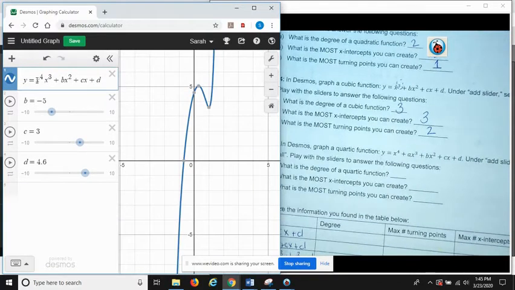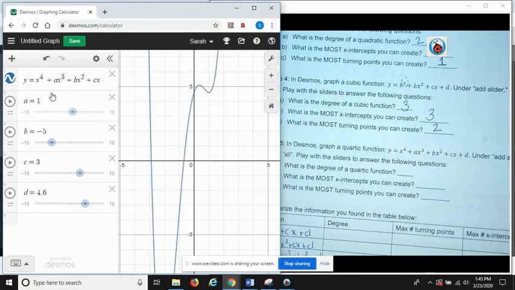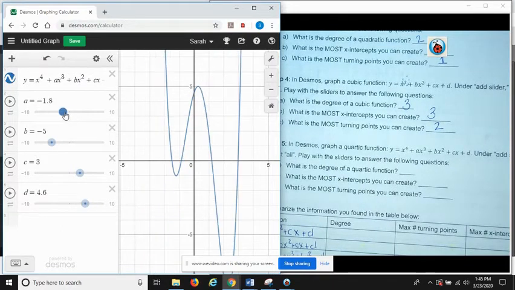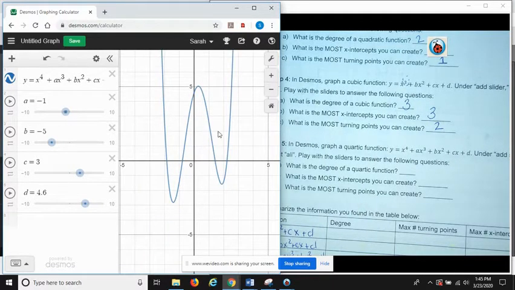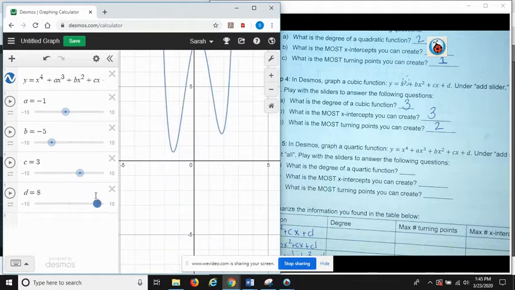and then plus ax cubed, and I'm going to add this slider. Okay, so now if I play with my a, oh, I'm going to try to make it really curvy. Okay, so here I was able to get it to pass through 4 times. And so when it's at its curviest is when it's going to have the most x-intercept.